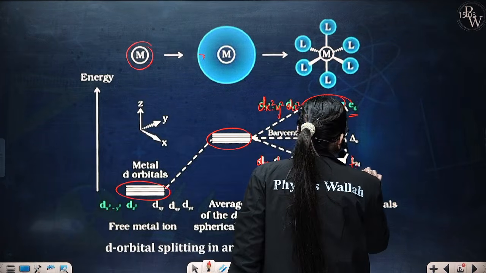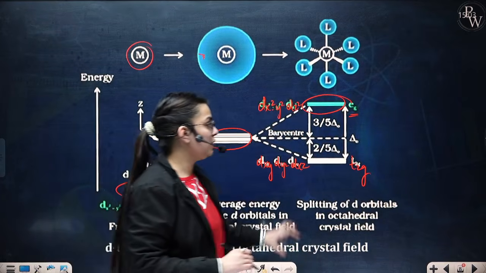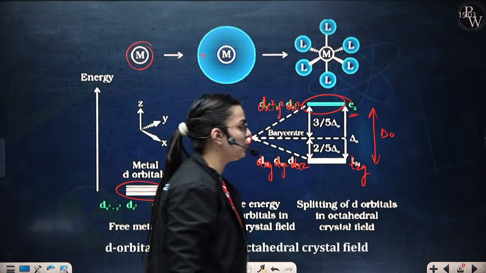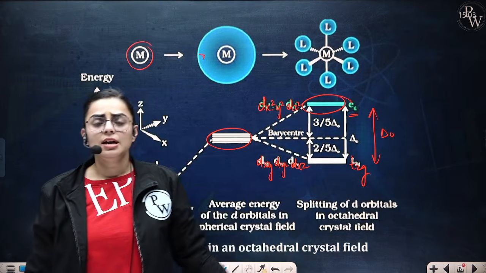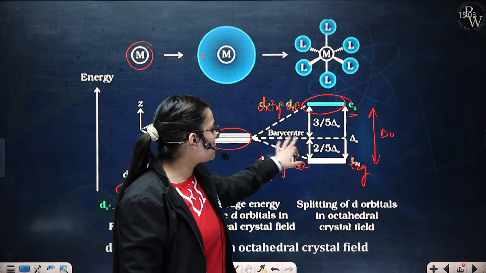They are referred to as the T2G1. Now the difference between them is delta naught, which is represented here. Delta naught, or O you can say, is representing the octahedral complex. Is it clear? Moreover, this is the barycenter.